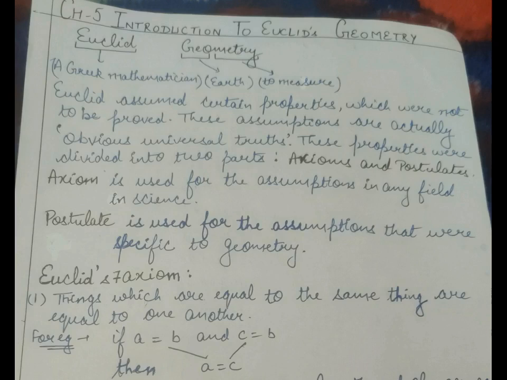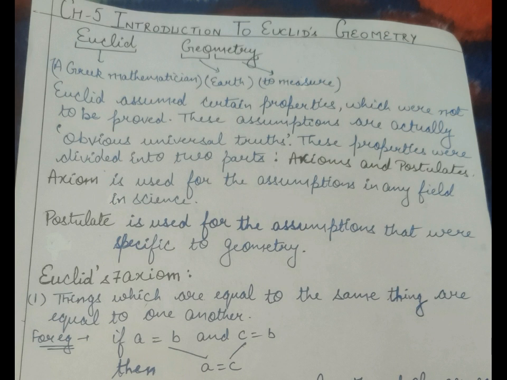Today we are starting a new chapter, chapter number 5, Introduction to Euclid's Geometry. As by the name of the chapter, Euclid's Geometry, we will start. Euclid is a Greek mathematician, and in geometry we can further divide the word into two parts. First is geo, second is metry. Geo here means earth and metry here means to measure.